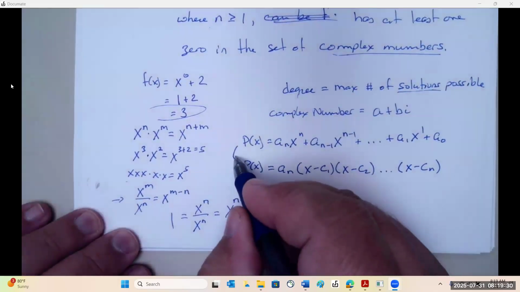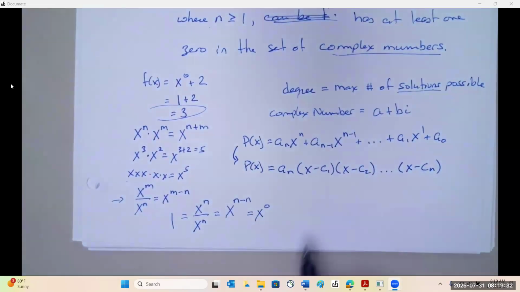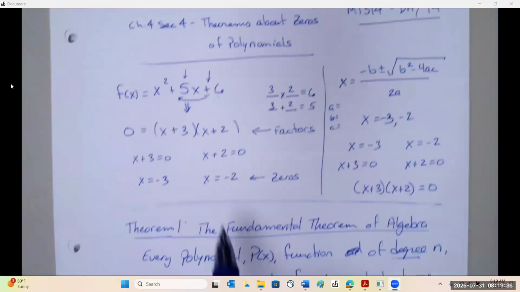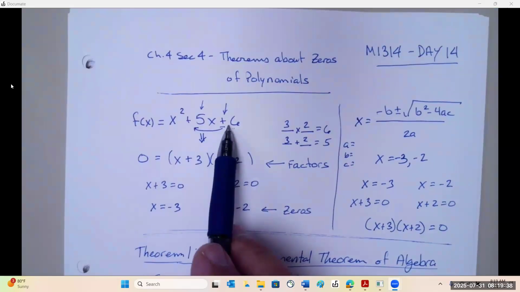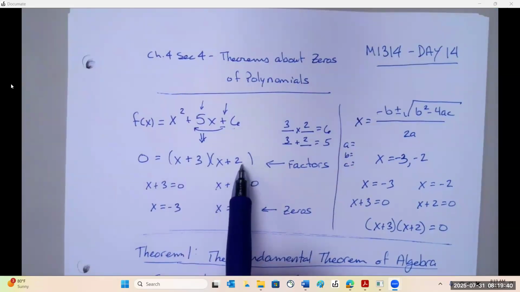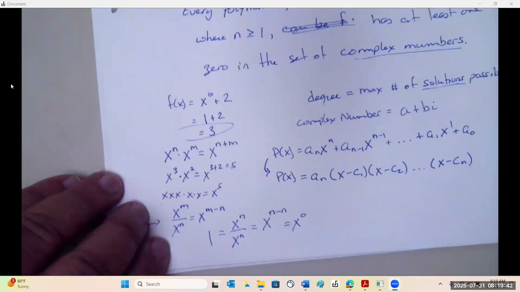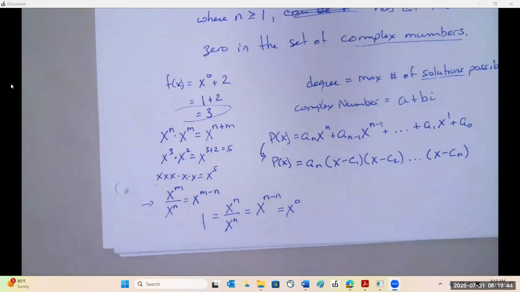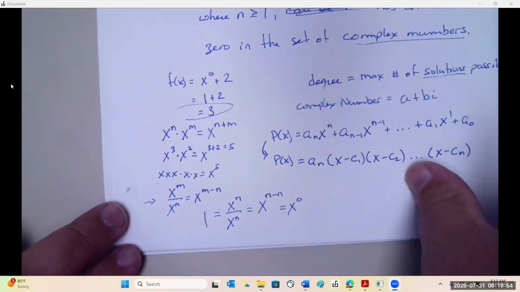I could take any polynomial and factor it down to its individual answers. We just did that up here. I took any polynomial, I factored it down to these. That's the fundamental theorem of algebra. It took us four chapters to get this far. All right. Let's see how this works. That's what this whole section is about.